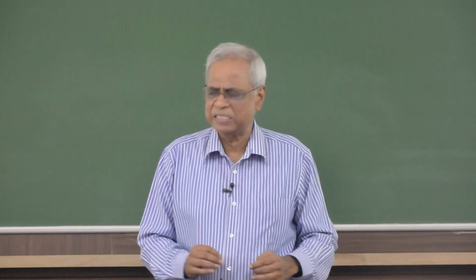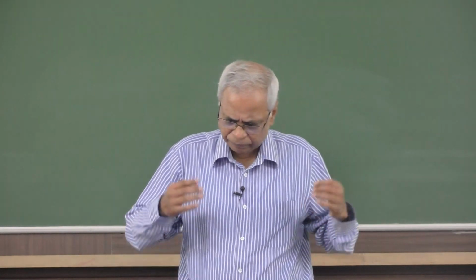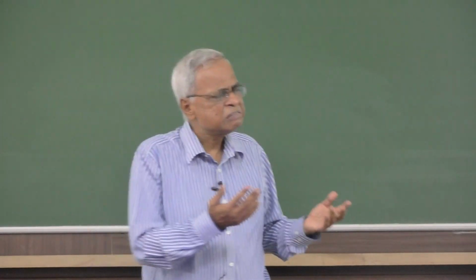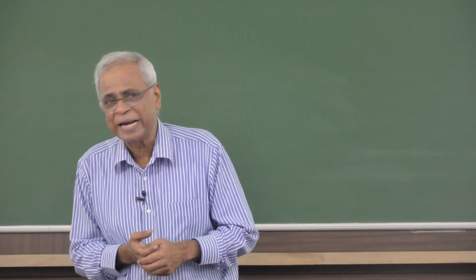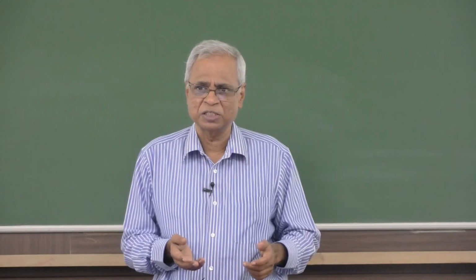The right place is parking lots, office parking, street parking, shopping and food complexes, multi-storied parking lots, and immediately the question will be, okay, that is where you can do it. Should you put slow chargers or fast chargers? You will put public chargers which can charge any vehicle. How many slow chargers should we put? How many fast chargers should we put? And you can probably choose the right mix of slow and fast chargers.